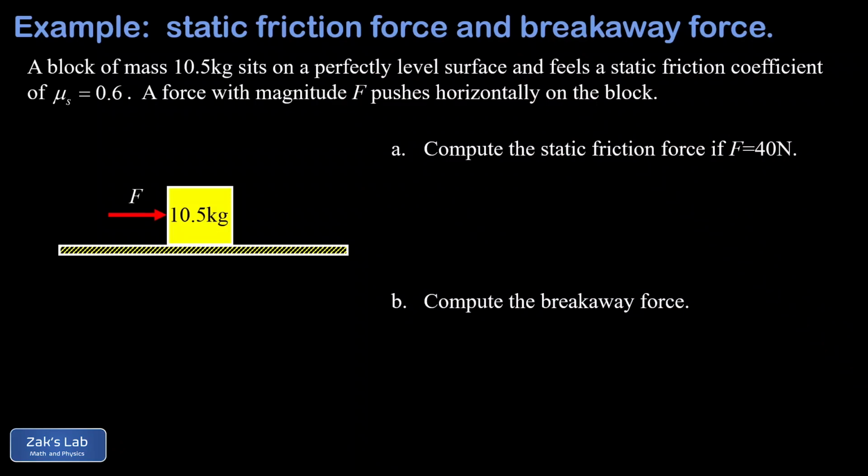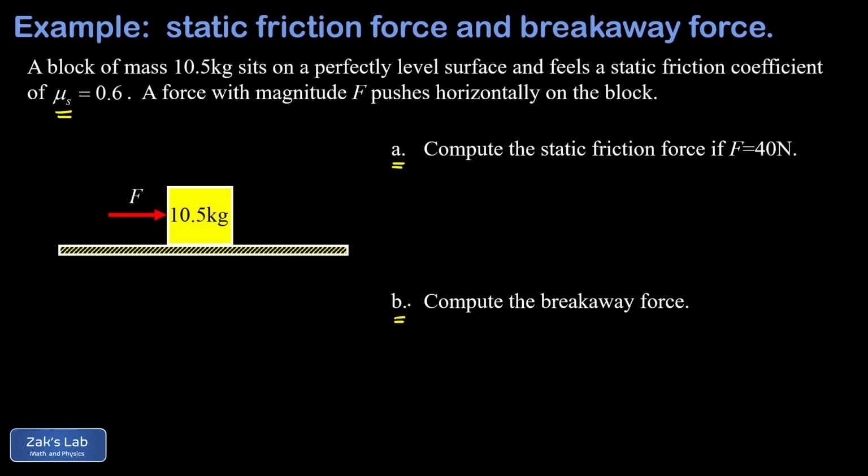In this video, we're looking at a static friction problem. So we have a block with a mass of 10.5 kilograms. It's sitting on a perfectly level surface, and we're told it feels a static friction coefficient of 0.6. Now, a force is pushing exactly horizontally against this block. And in part A, we're asked to compute the static friction force on the block. And in part B, we want the breakaway force.